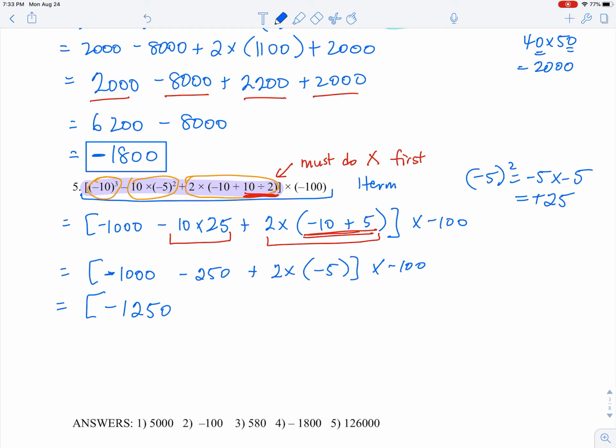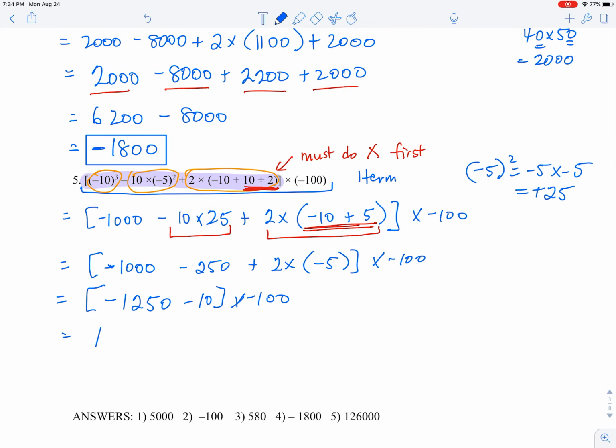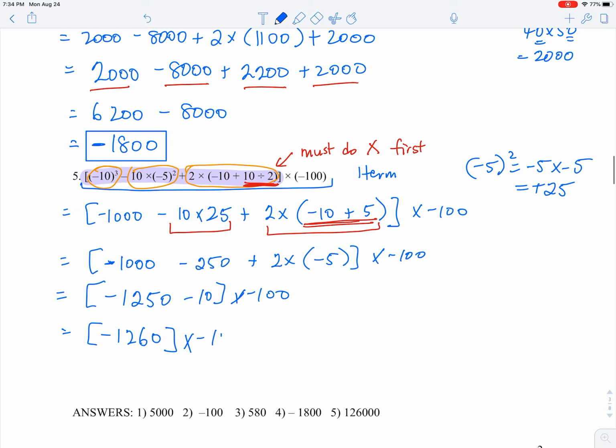And then 2 times minus 5 is minus 25. No, sorry, minus 10. Minus 10 times minus 100. They're both minuses. Minus 1,250 minus 10, it's going to give me minus 1,260. So I was at minus 1,250. I go down 10 more. I'm at minus 1,260. Times minus 100. Minus times a minus gives us a positive 1,260 with 2 more zeros after it.